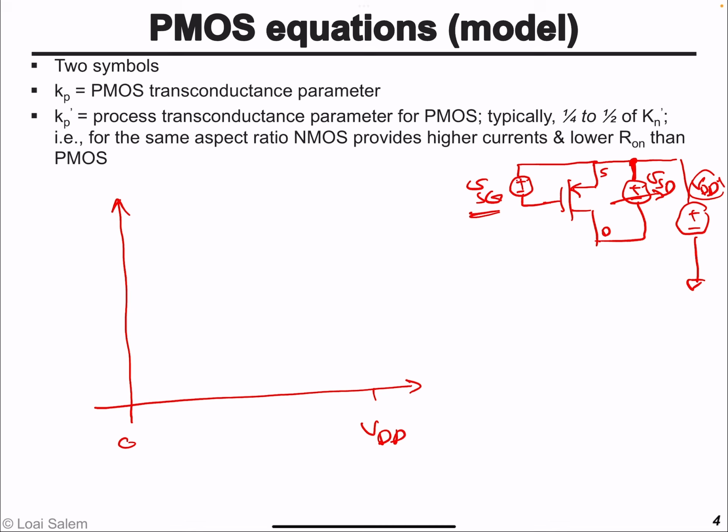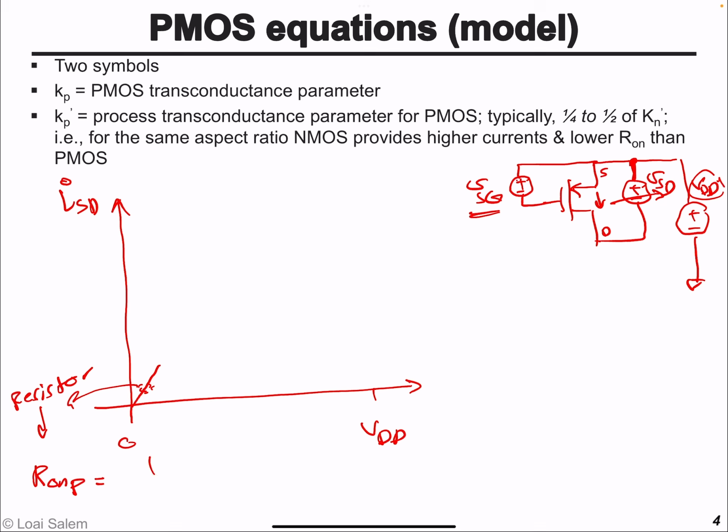So as we increase VSD, we'll see that the current, which in this case flows from source to drain, will increase linearly, because essentially the transistor in this state behaves as a resistor. So in this region, the transistor basically behaves as a resistor. And this resistor, as we did for the NMOS, has an equivalent on resistance. In this case, it's RonP for PMOS.